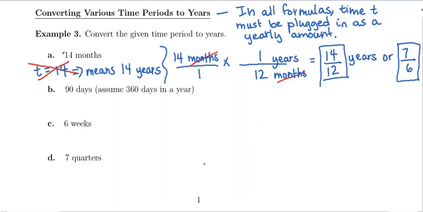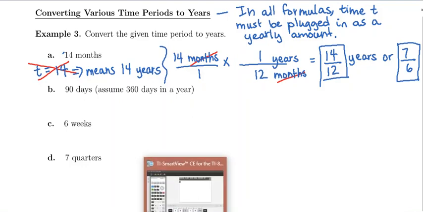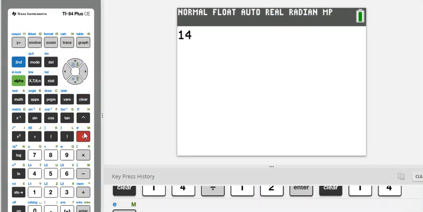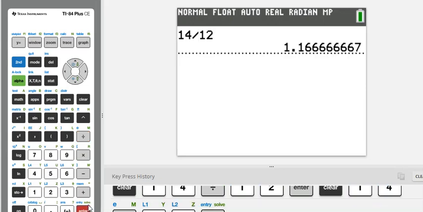Now, something I want to show you here because it's something very important to notice. I know a lot of people are uncomfortable with fractions, and I get that. So you may be tempted to enter this as a decimal, which is fine. Let's go put this into the calculator. Again, 14 over 12 or 7 over 6, you'll get the same decimal. So if we do 14 divided by 12, here we go. This is the decimal I end up with.